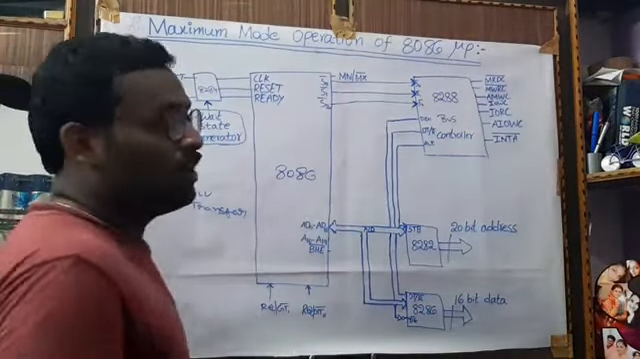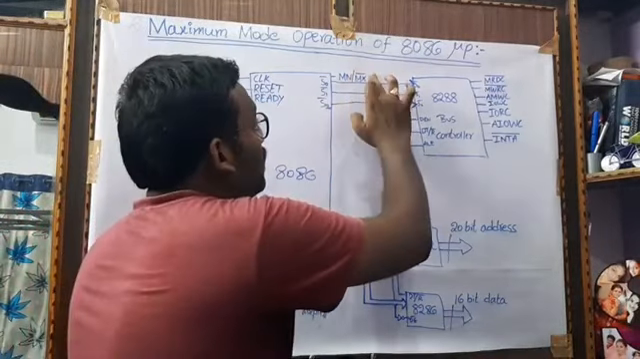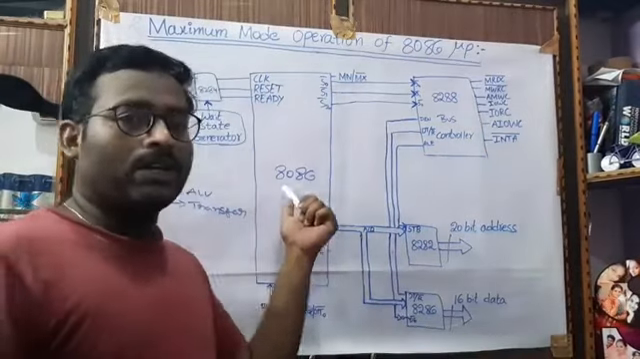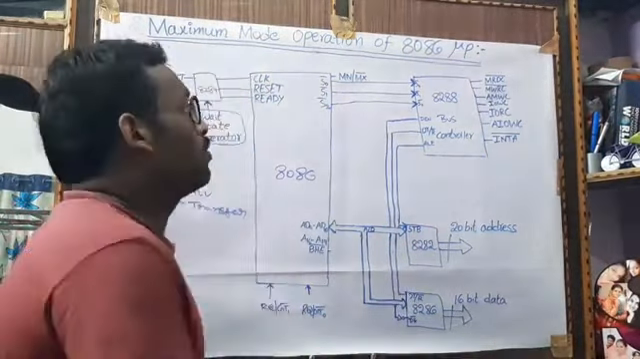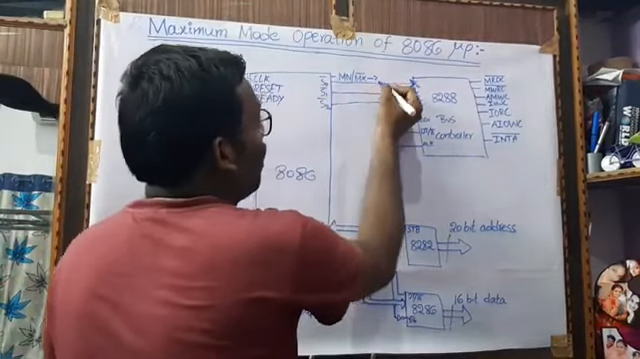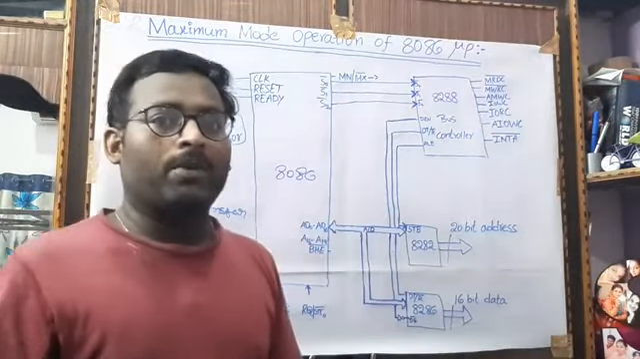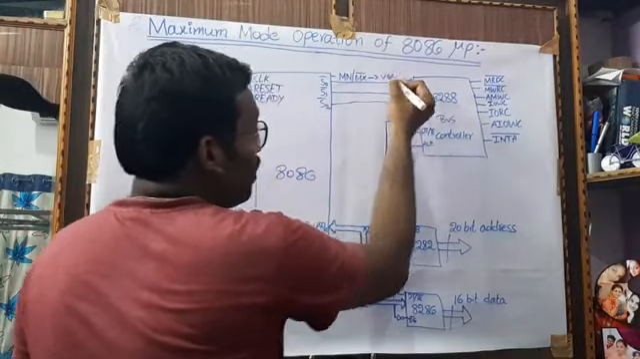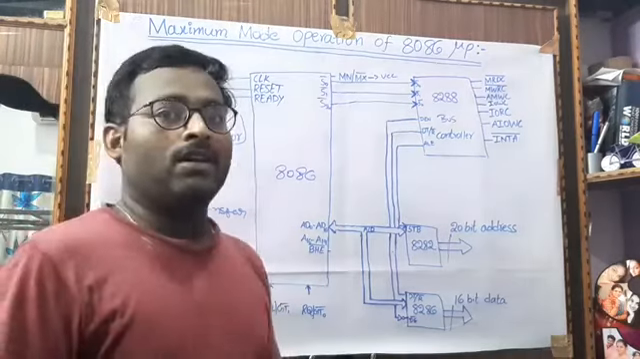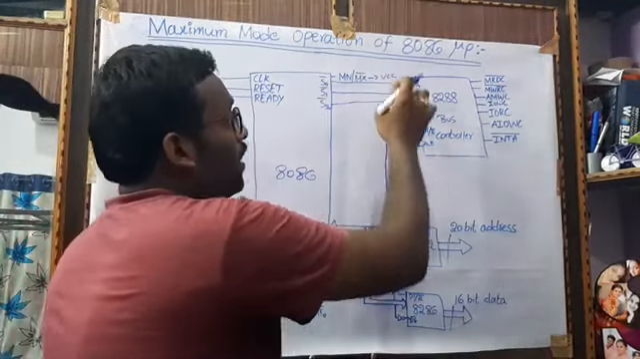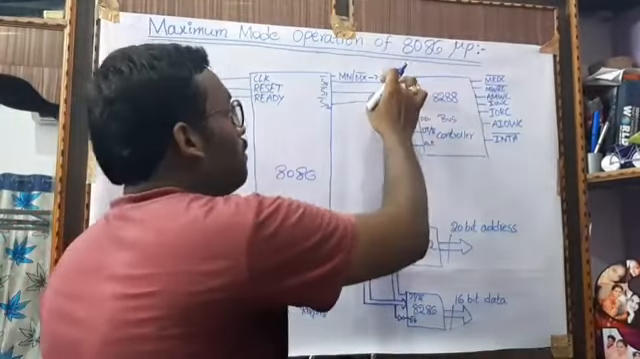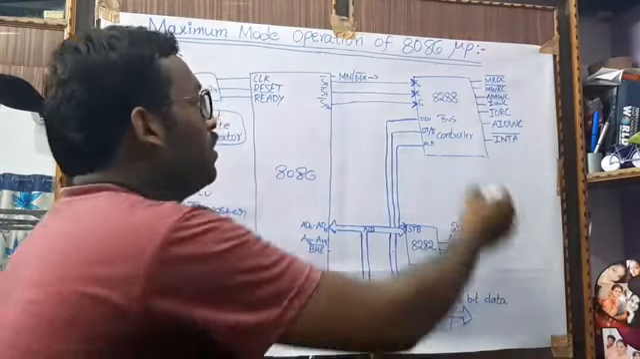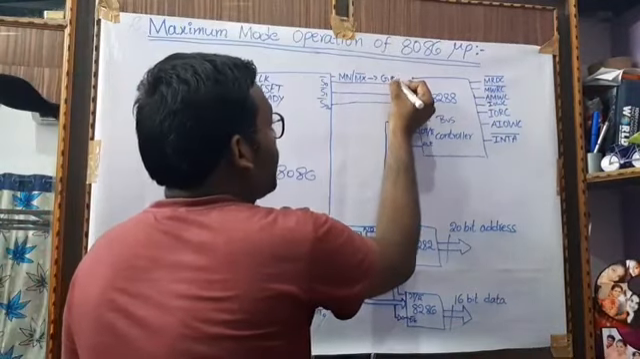So first, to operate, how do we understand in which mode the 8086 is present? By this pin we can understand the mode of operation of the 8086. If this pin is VCC, the 8086 is in minimum mode. But if we want to operate the 8086 in maximum mode, we have to connect this pin to ground.